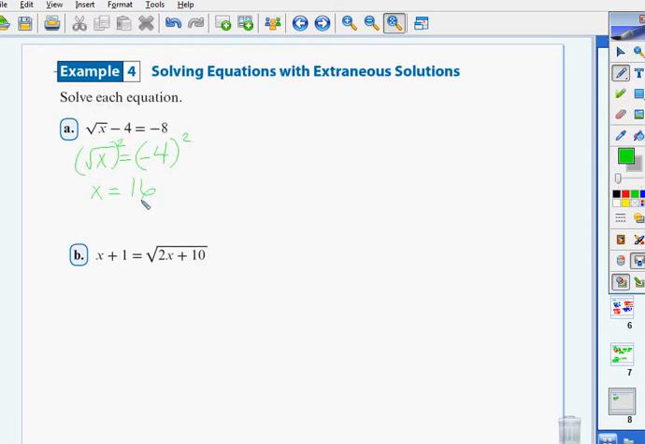Now when we're ready to go to the plugging in part, we have 16 minus 4 equals negative 8. 4 minus 4 equals negative 8. That definitely does not make a true statement. So, solve each equation. There is no solution. There is no value in that particular problem that is going to work.